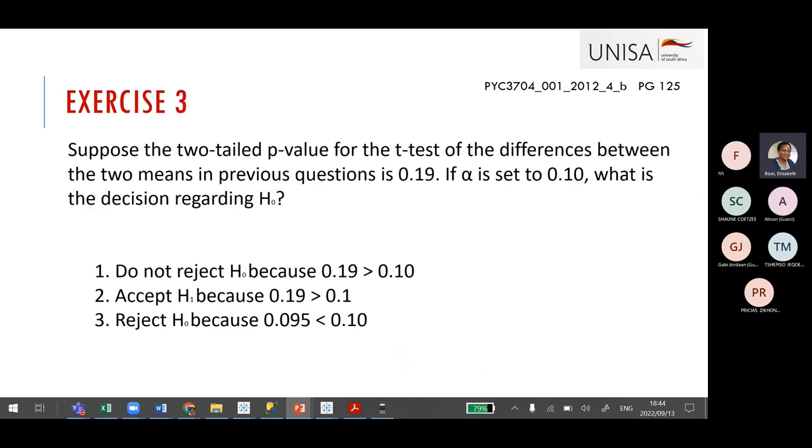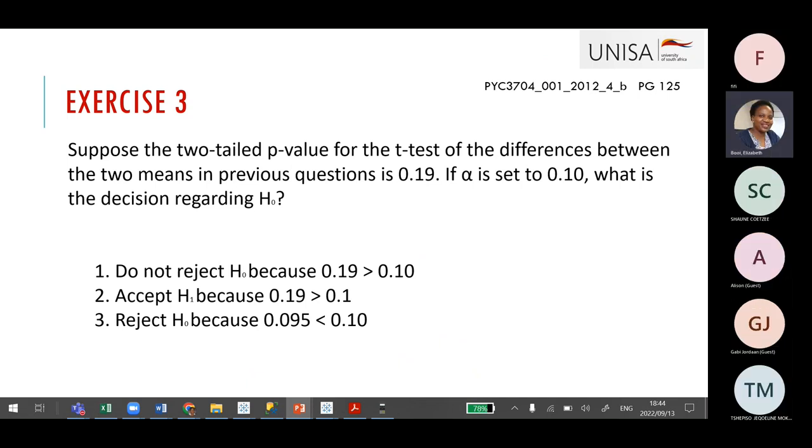Okay, exercise 3, it says, suppose the two-tailed p-value for the t-test of the differences between two means in the previous question is 0.19. If a test is set to 0.10, what is the decision regarding the null hypothesis? And here I can definitely give you the background in terms of the p-value.